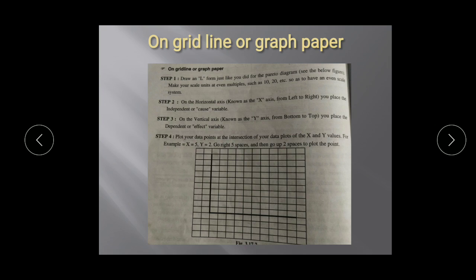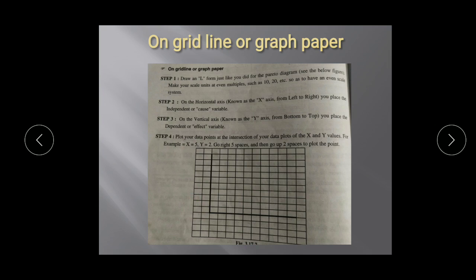Make scale units at even multiples such as 10, 20, 30, and so on. So even consistency, like 15, 30, 45, likewise increments you have to make with the same consistency. And on the horizontal axis you place the independent or cause variable. So on the x-axis you can place the independent values, that is the cause, and on the y-axis you have to place the variables of effect, and plot your data points of intersection.